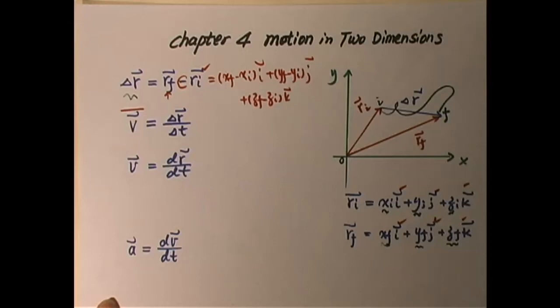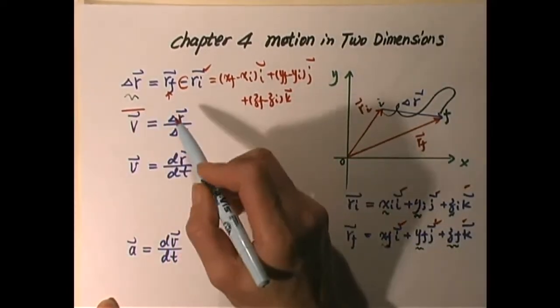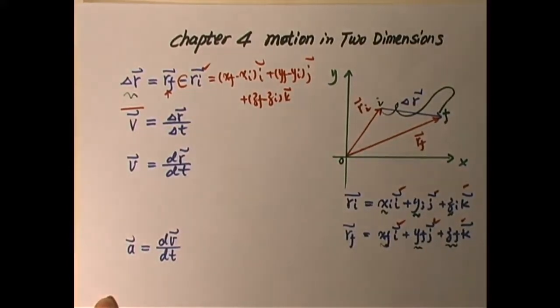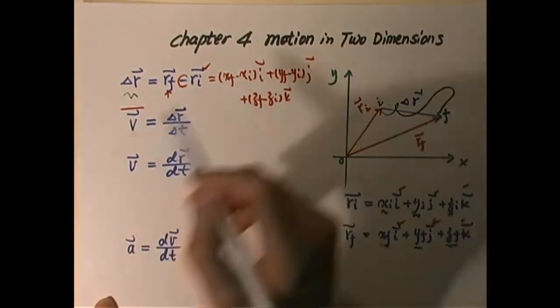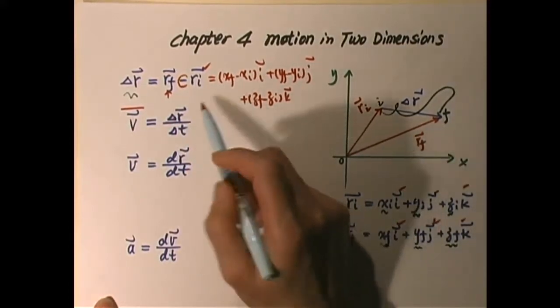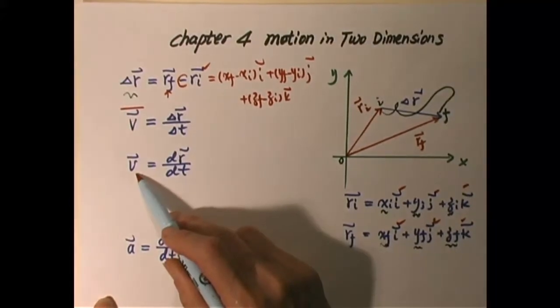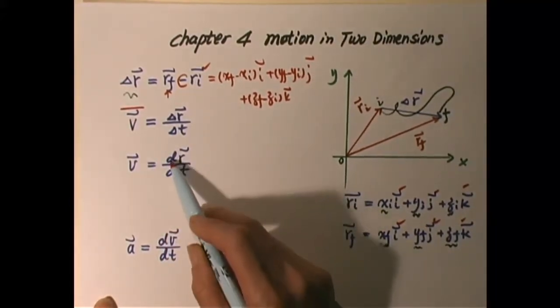For 2-dimensional average velocity, we learned about average velocity. Before, it's delta x over delta t, that's for 1-dimensional. Now it's change of position over time. That change of position is delta r. And for instantaneous velocity, before it's dx/dt, now it's dr/dt.